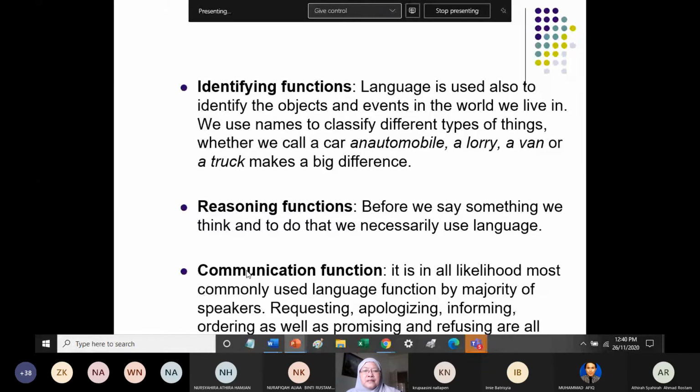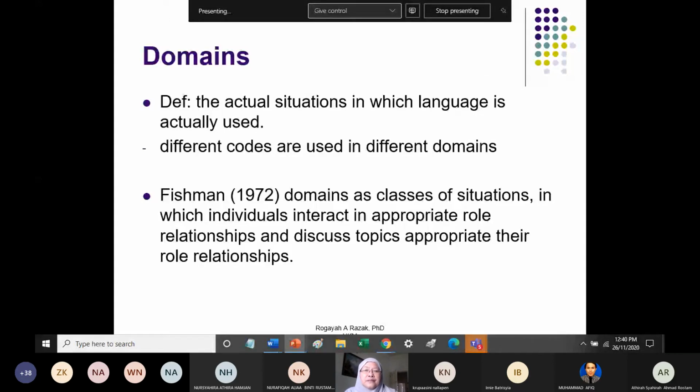Communication. We communicate. Communication means we are requesting, apologizing, informing, ordering, promising, refusing. These are all communicative functions, or sometimes we call it pragmatics. So we use language to convey communication functions in terms of requesting, apologizing, and so on. And the domains. Domains are situations in which language is actually used. Codes are varieties of language. So different codes, different varieties of language, are used in different domains.